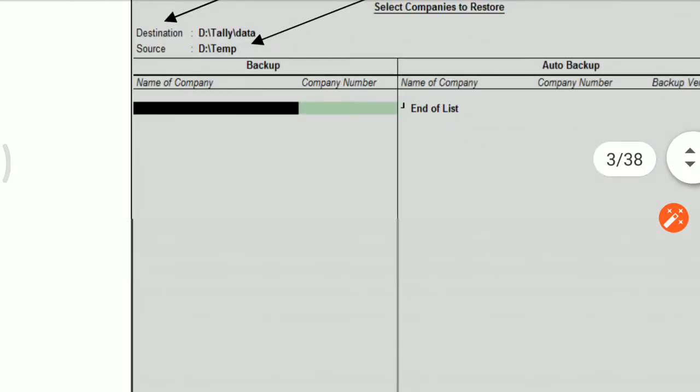Friends, my personal request is don't do backup and restore option directly without IT help. Before taking backup and restore, you should take the advice of the IT department.